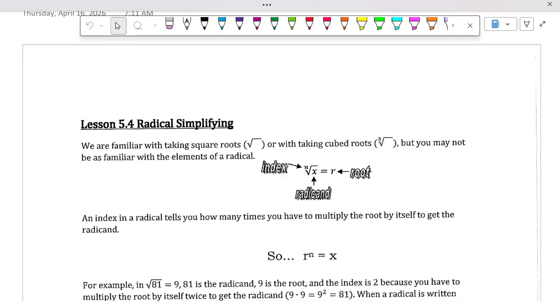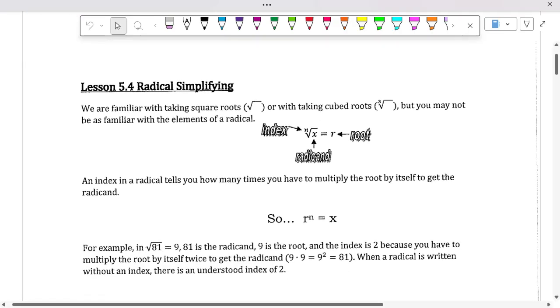So, this lesson is one that you guys have technically seen before. We did this back in Unit 4, but now we're expanding on it. Back in Unit 4, I taught you how to simplify square roots. Now I'm going to teach you how to simplify any radical, whether it's a cube root, square root, fourth root, whatever. And we're also going to be throwing variables into it.